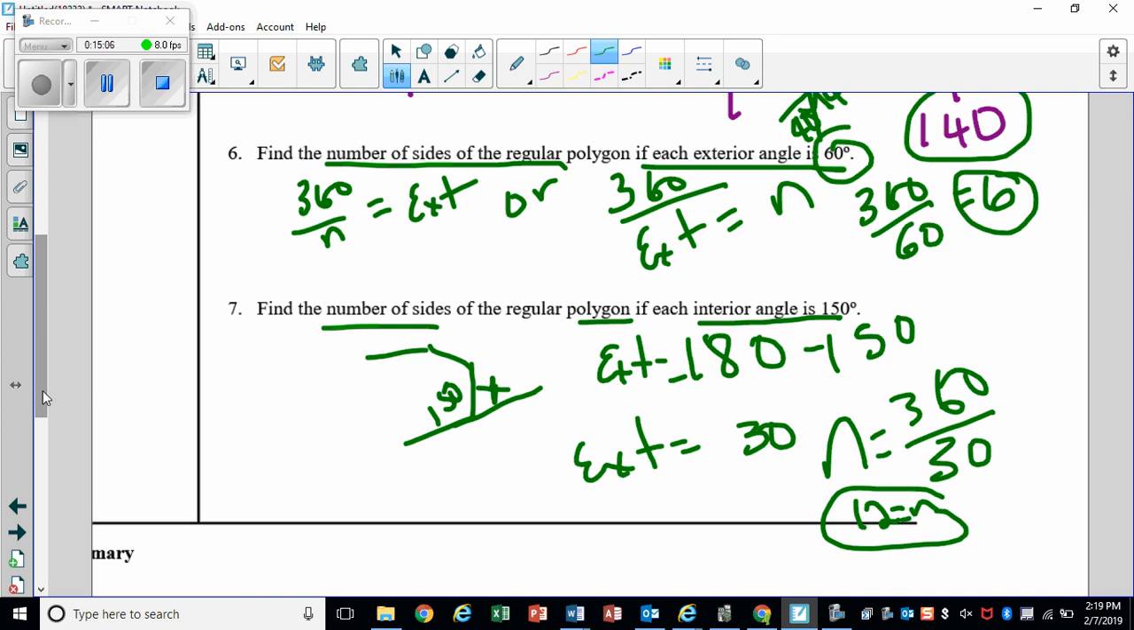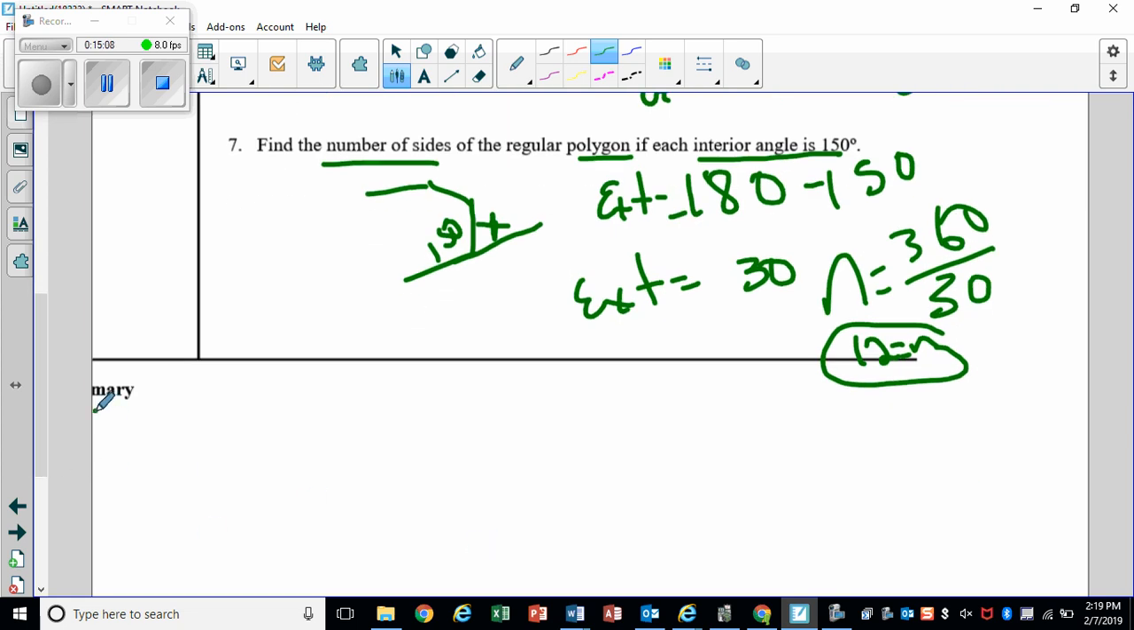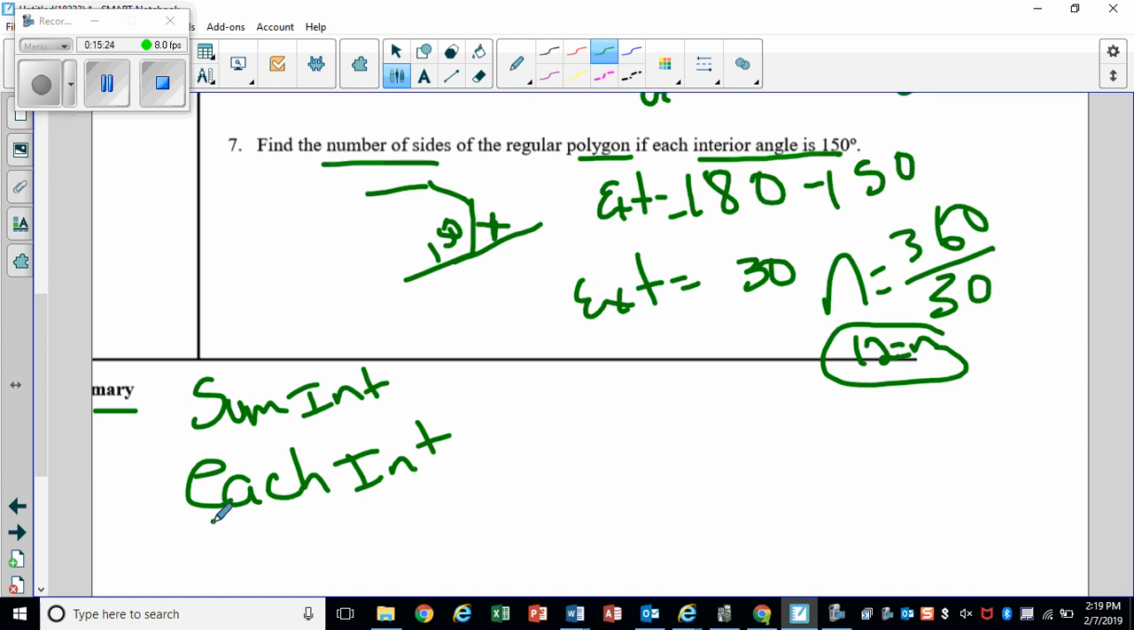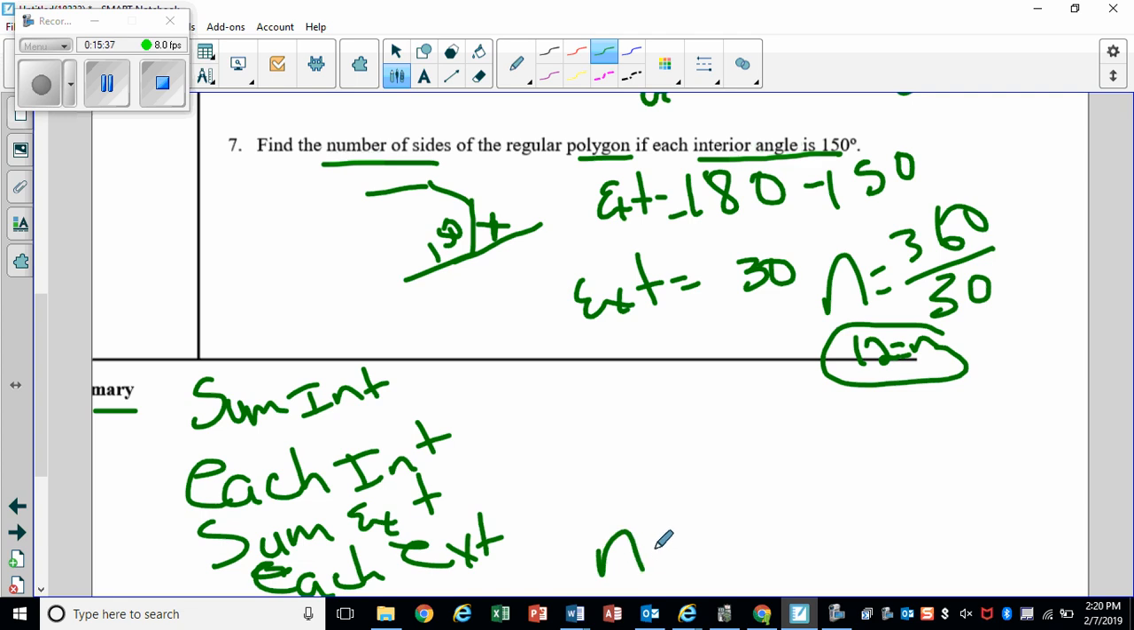What I want you guys to do right here in the summary section, I know we don't usually take time to do it, I need you guys to summarize. What is the formula for the sum of interior angles? What is the formula for each interior angle? What is the formula for the sum of exterior angles? What's the formula for each exterior angle? And how do I find the number of sides of any polygon? Summarize this based on what we went over. If you want to search it, you can.